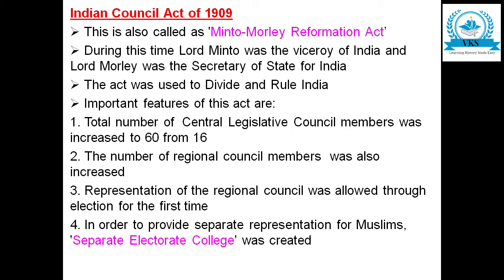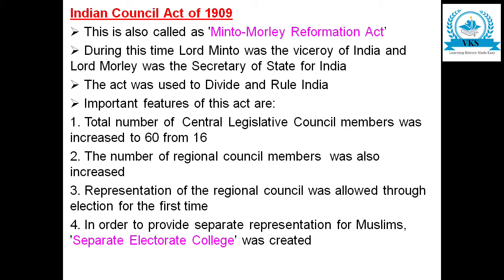In order to provide separate representation for Muslims, a separate electorate college was created. So here is where the point of divide and rule came. They decided to provide separate representation for Muslims, even though they were Indians, and to provide this separate representation, a separate electorate college was created.